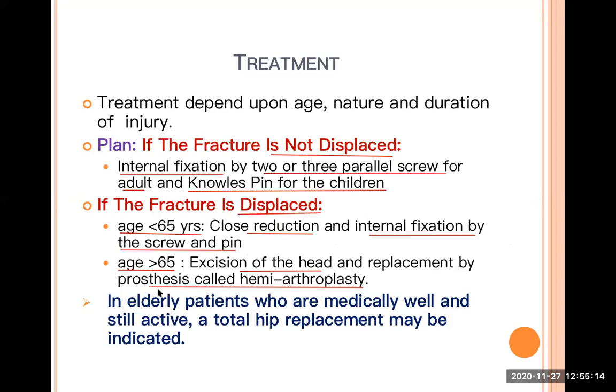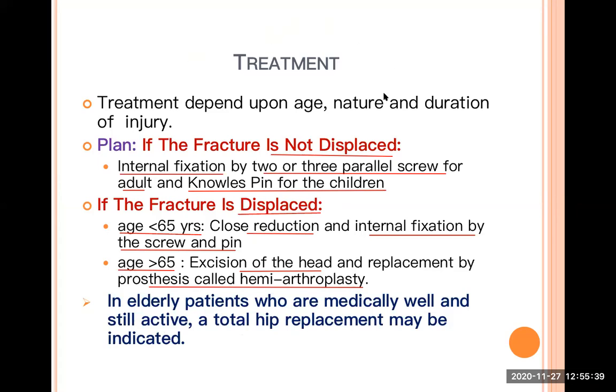So according to the age, we decide what to do. According to the displacement, we decide what to do. According to the nature of the injury, we decide what to do. In elderly patients who are medically well and still active, a total hip replacement may be indicated. Total hip replacement means what? What do you mean by that term?